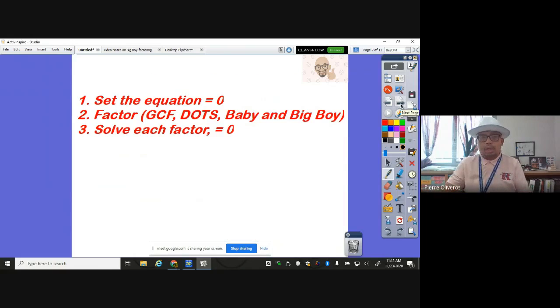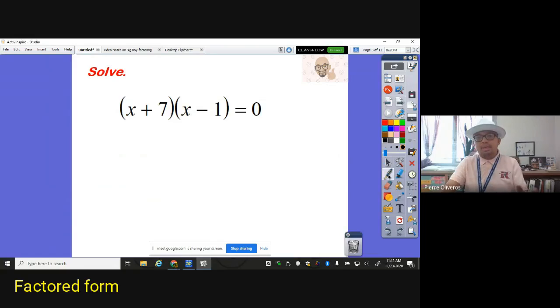Before we start, just remember you have to set the equation equal to 0. Sometimes the equation will be jumbled, so you just have to move everything to one side and set it equal to 0. Then you can apply the idea of factoring and solve each factor. There are times that it's already in factored form, like this problem. So what you need to do here is split them into two.